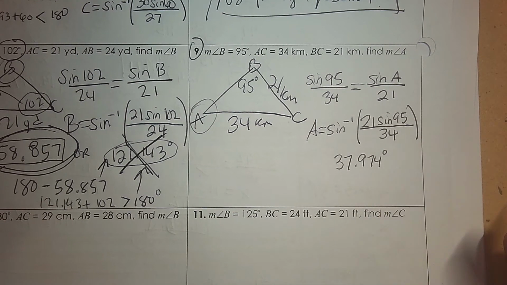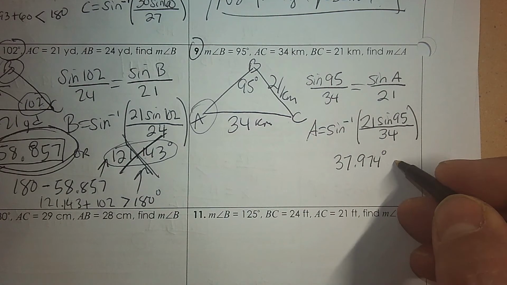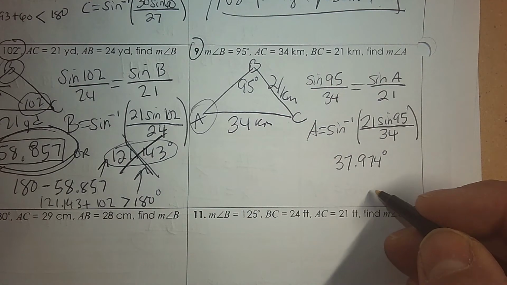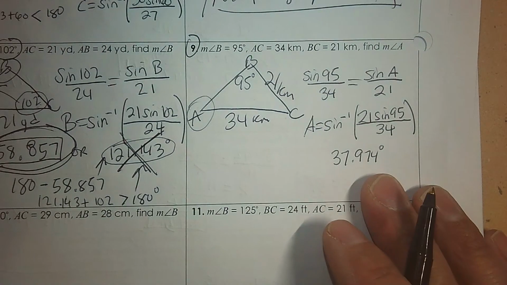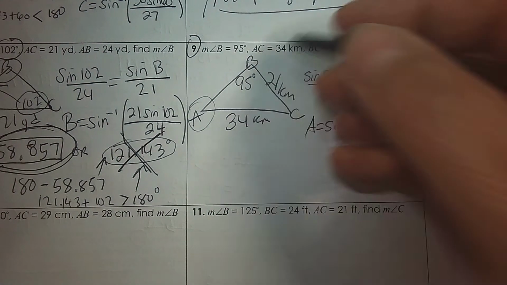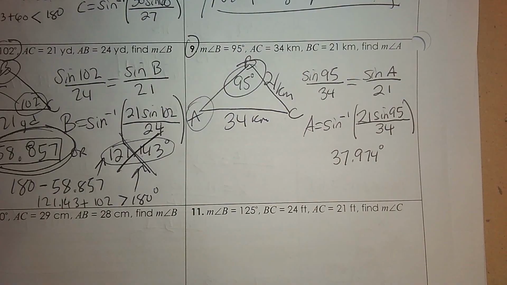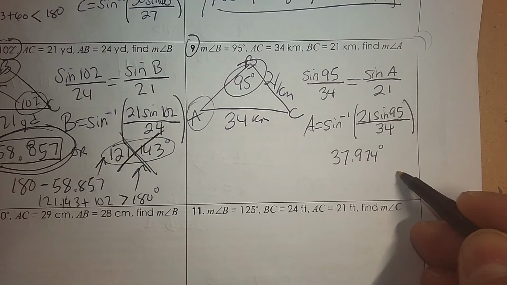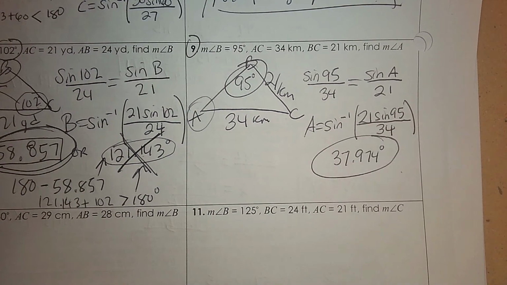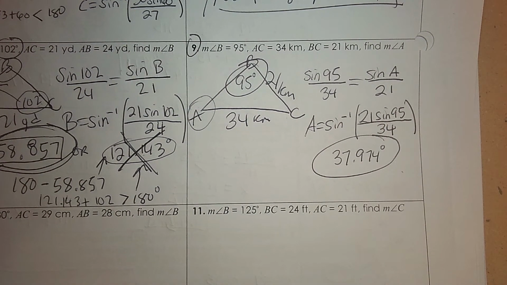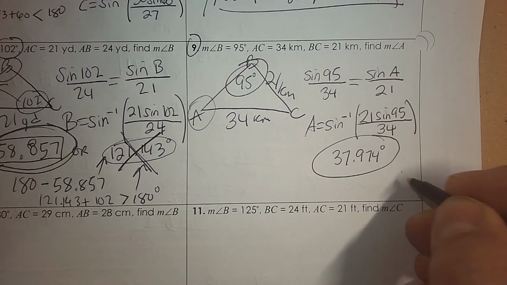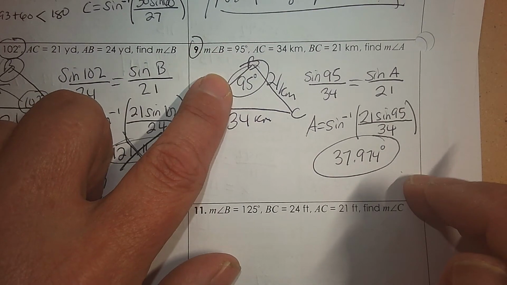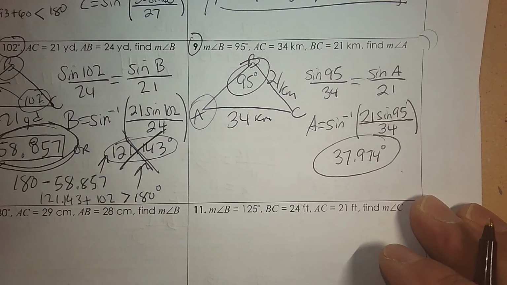Now, we're smart here, right? Do I even need to find the obtuse angle? If I needed to find it, we go 180 subtract 95. Is that an obtuse angle? Bigger than 90, correct? Can a triangle have 2 obtuse angles? So the only possibility is 37.974. I'm not even going to try the other one because I know it's wrong, right? I'm going to cross it out. On to number 10.